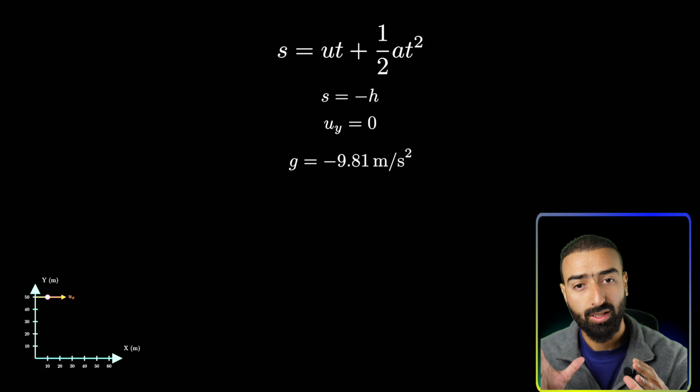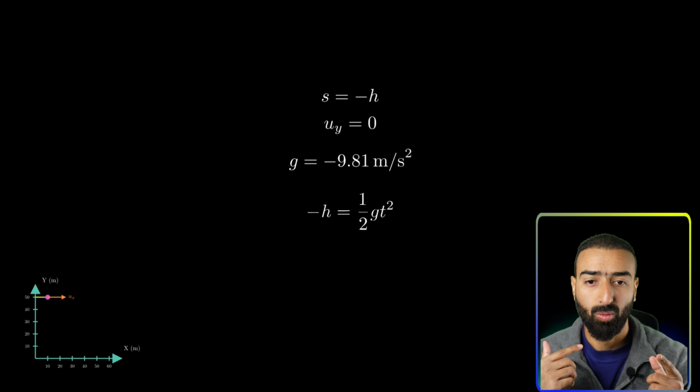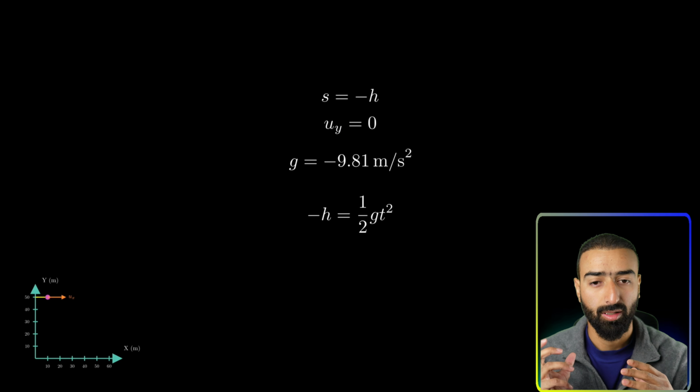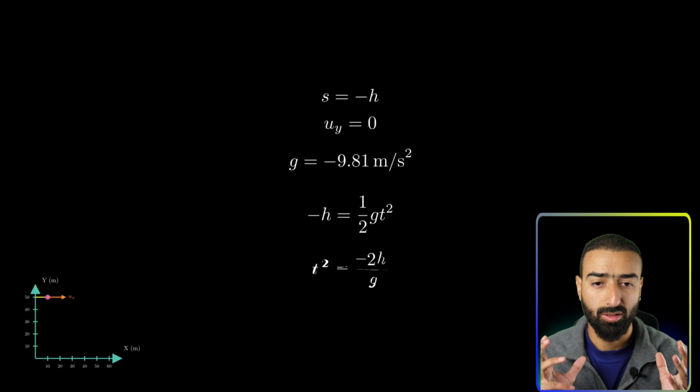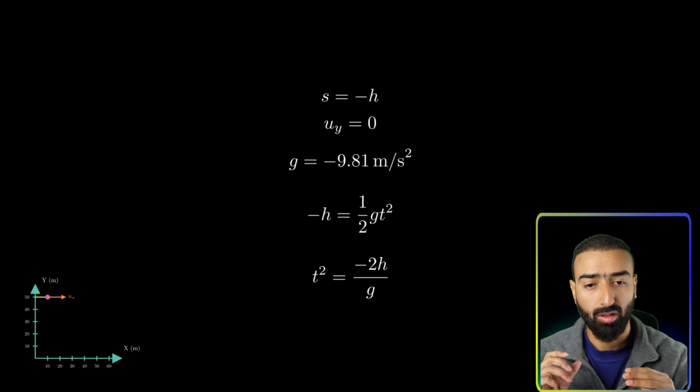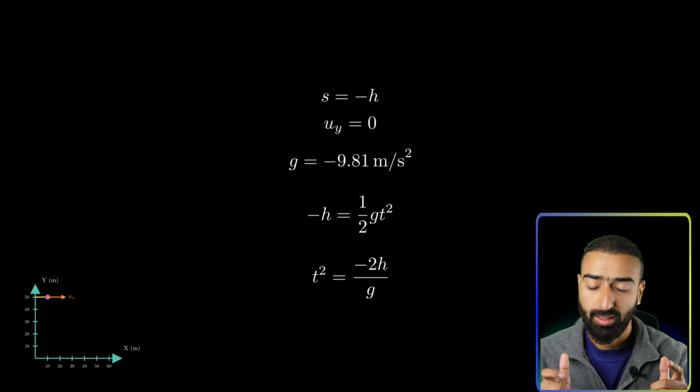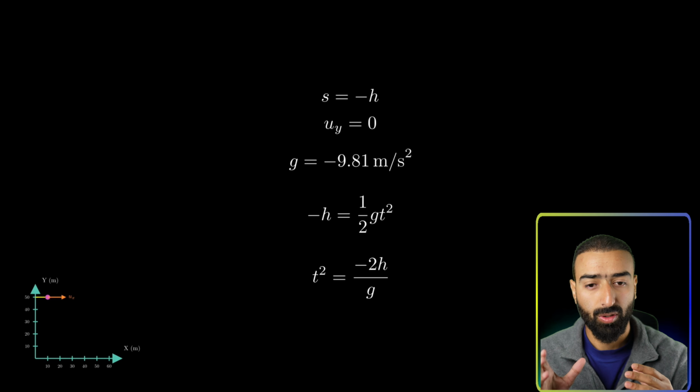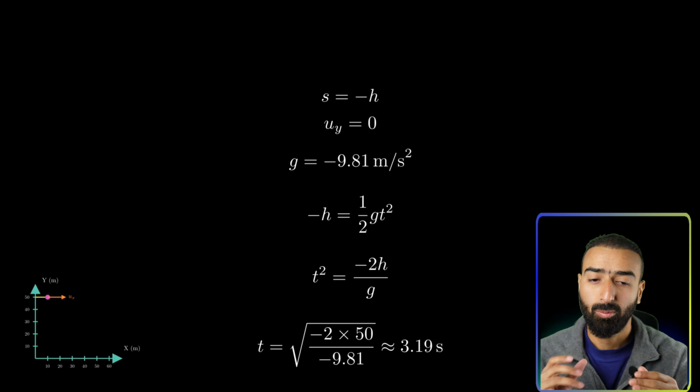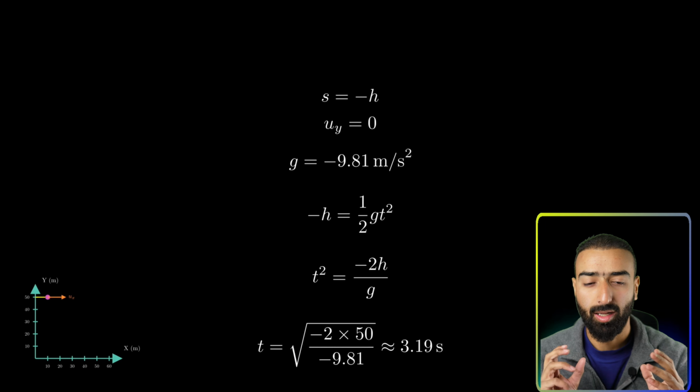If we use these values and plug them into the equation above, we get another equation, minus h equals half gt square, which can be solved to yield t. Upon rearranging the equations, we end up with t being equal to 3.19 seconds.